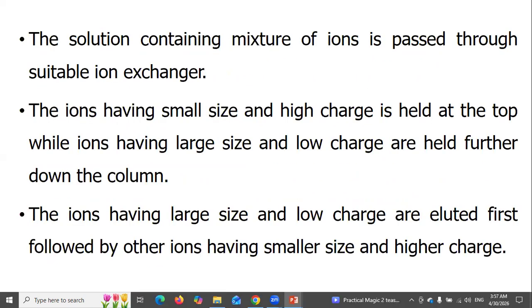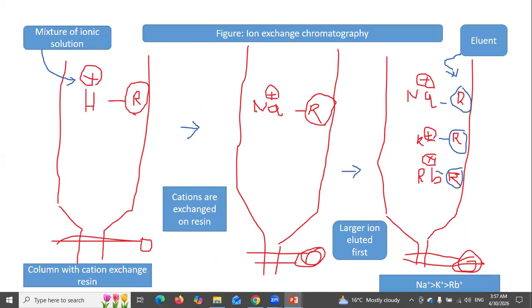The solution containing mixture of ions is passed through the suitable ion exchanger. The ions having the small size and high charge are held at the top, while the ions having the large size and low charge are held further down the column. The ions having the large size and low charge are eluted first, followed by the other ions having the small size and higher charge. Column with the cation exchange resin.